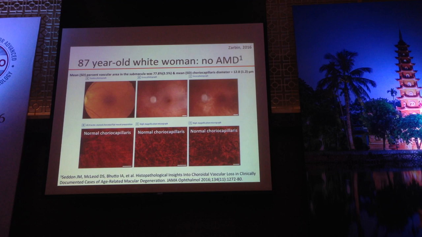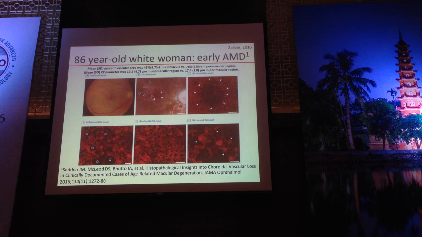But if we look at an old person that has age-related macular degeneration, what we call early macular degeneration, we can see that the choriocapillaris actually now looks quite abnormal. There's decreased capillary density under the fovea, with areas where there's simply no capillaries at all, and also the remaining capillaries are thin, and the connections among the capillaries are fewer.